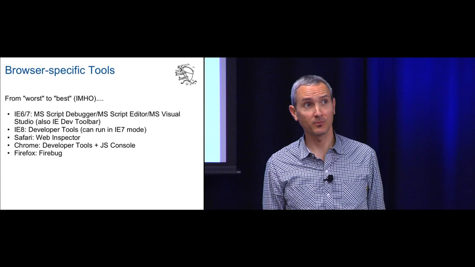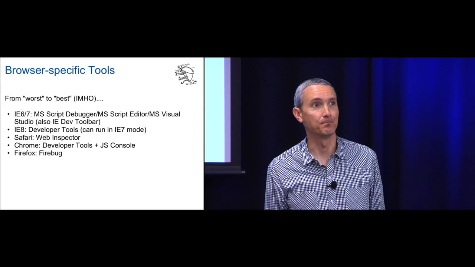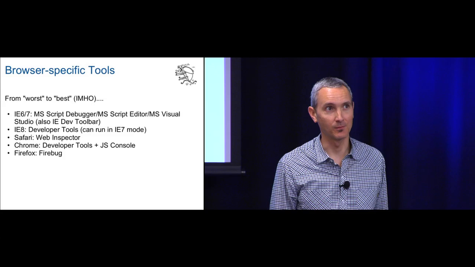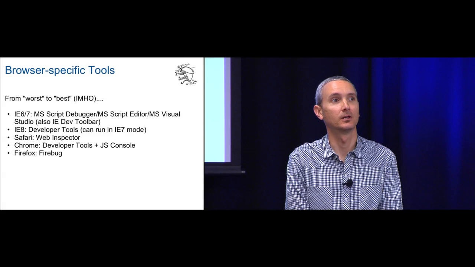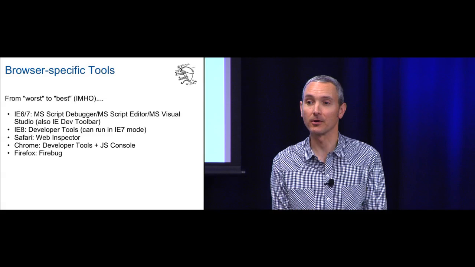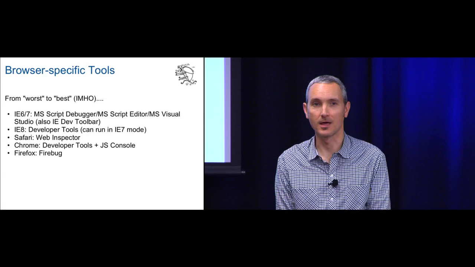Browser-specific tools. There's basically different tools available for each flavor of browser. In my opinion or my experience, IE 6 and 7 kind of have the worst tool set available for debugging JavaScript. Microsoft Script Debugger, Microsoft Script Editor, Microsoft Visual Studio are the common tools that we use for IE 6 and 7, and they're not very well integrated into the actual browser, so they're a little more difficult to use, and I'll get into that in later slides.